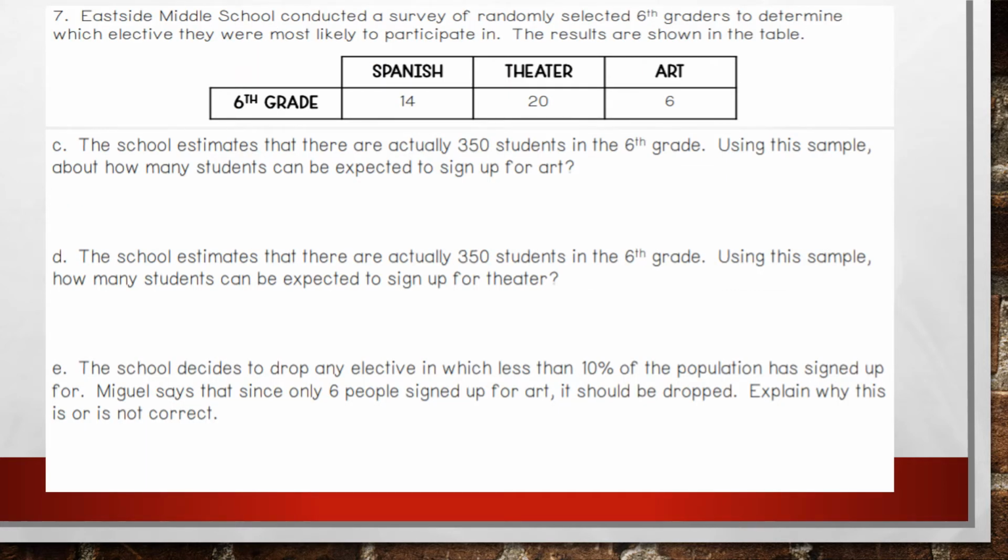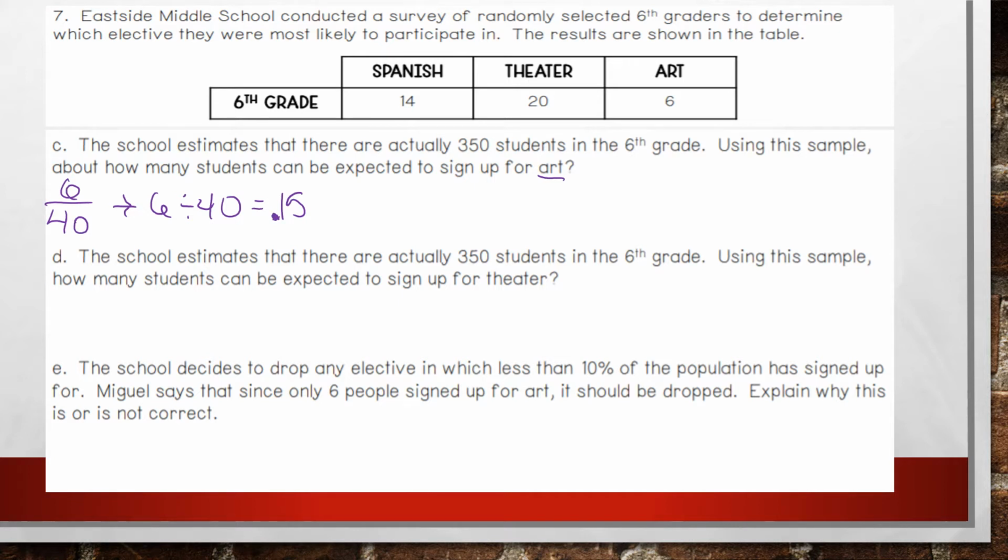Letter C. The school estimates that there are actually 350 students in the 6th grade. Using the sample, about how many students can be expected to sign up for art? Well, art was 6 students, so that would be 6 out of the total 40. Remember, we said there were 40 total that were surveyed. So that would be 6 divided by 40, which gives us 0.15.